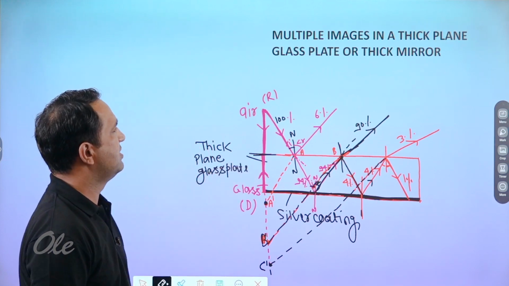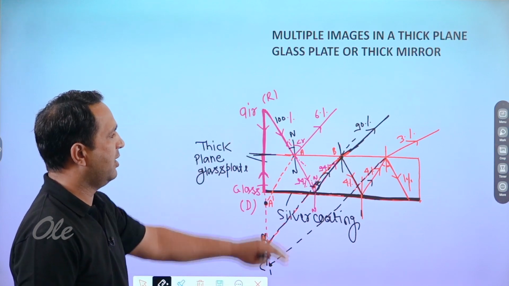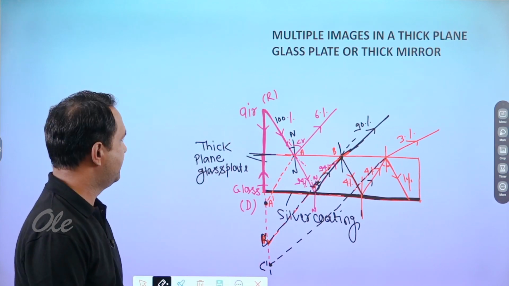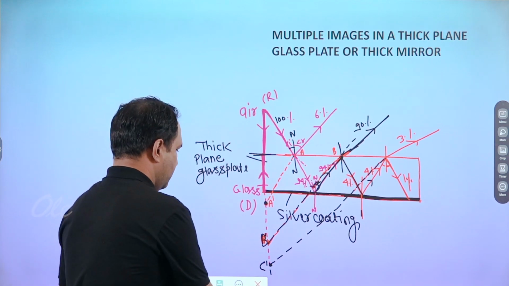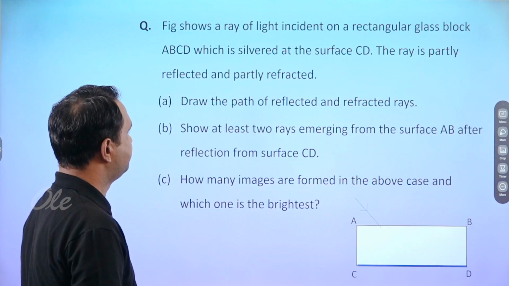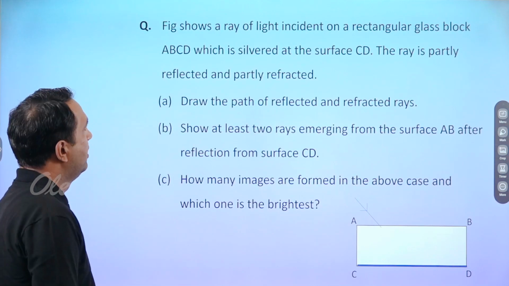So this is the concept of multiple image formation through a glass plate or thick mirror. Hope that concept must be very clear to you now. So let's move on to the next slide. Here is a question on the same concept.